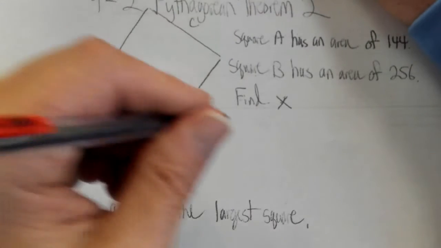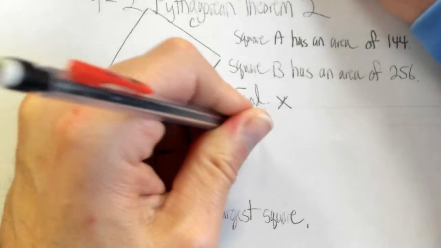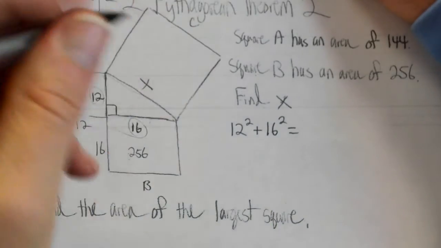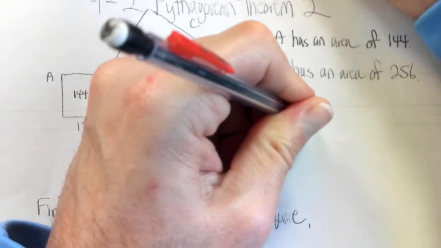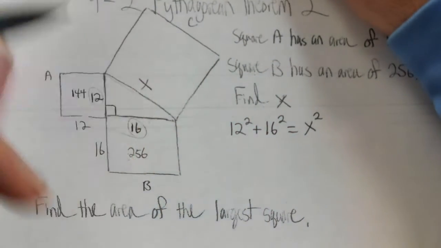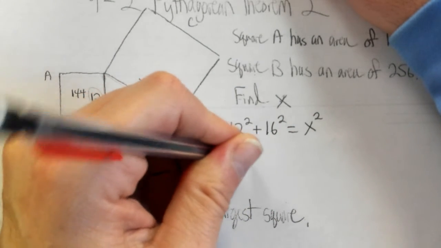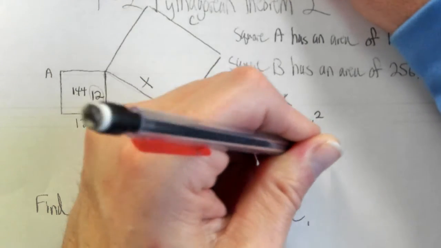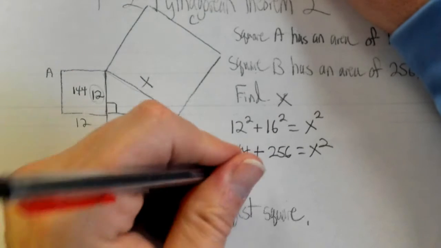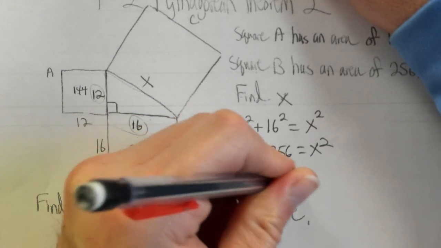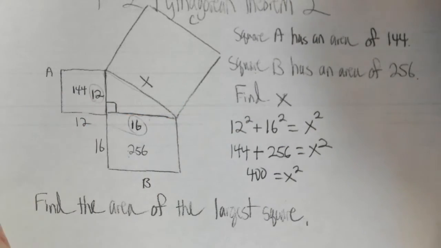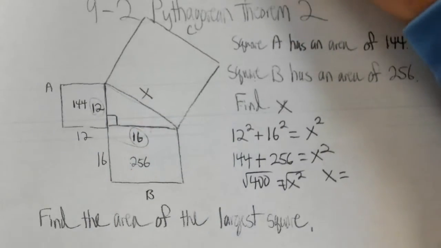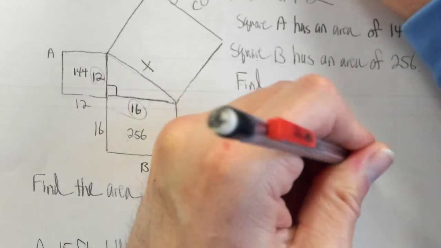So now it becomes 12 squared plus 16 squared equals x squared. Then from here it's just like we did in the last lesson: 144 plus 256 equals x squared. You can add that together and get 400 equals x squared. Square root of both sides gives x equal to 20. So 20 is the length of x.